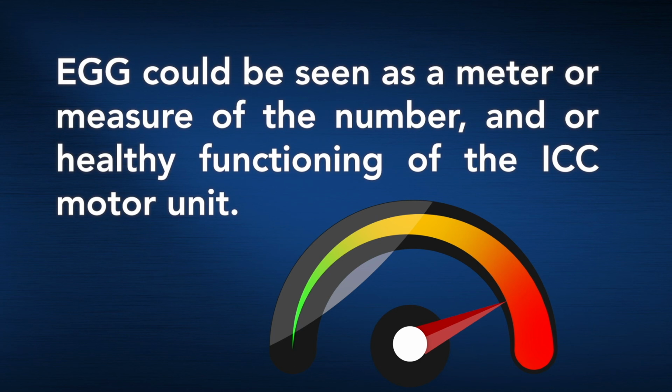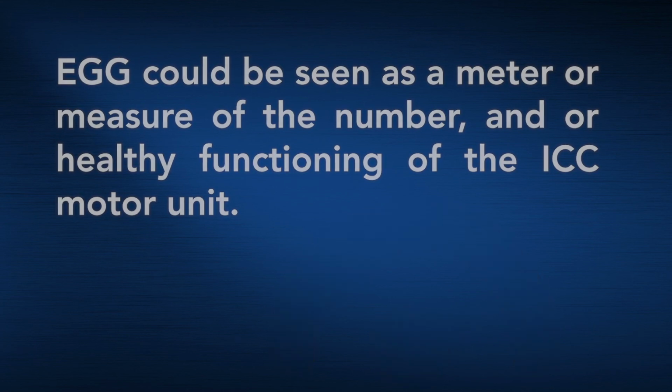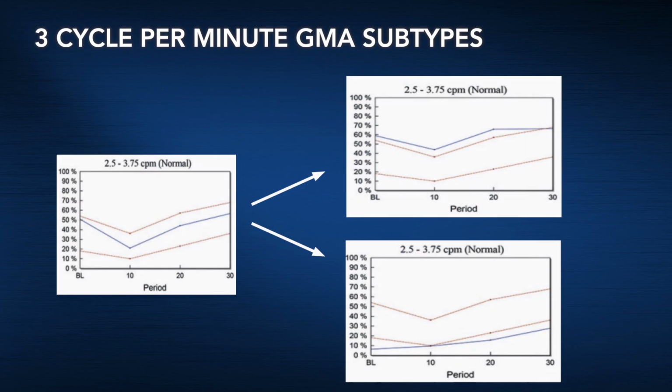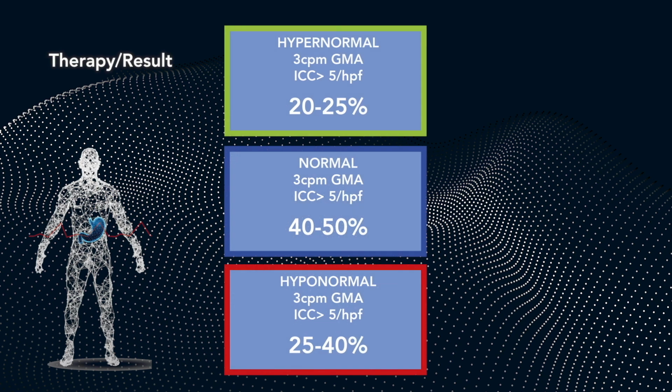the ICC motor unit. Now it became possible to identify 3 subtypes of the 3 cycle per minute GMA signal, and categorize disease according to these subtypes, in direct relation to performance of the ICC motor unit. These became known as the hypernormal, normal, and hyponormal 3 CPM GMA.